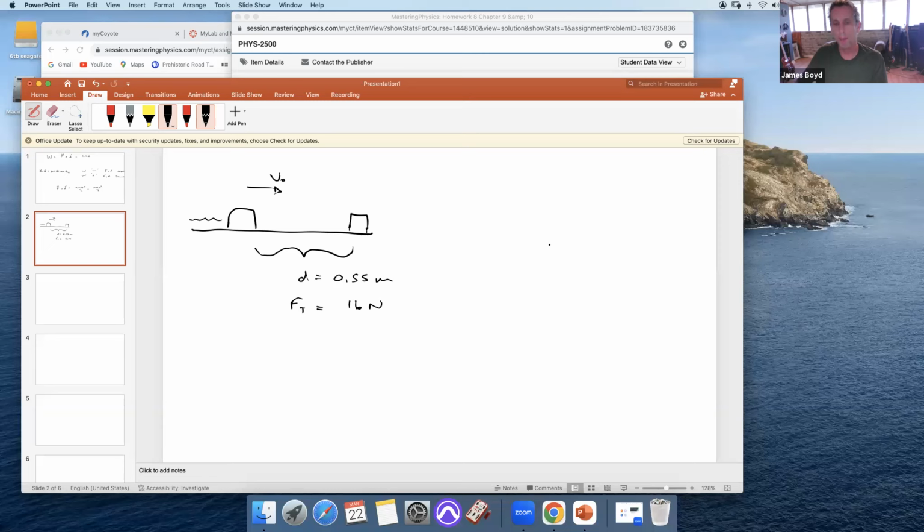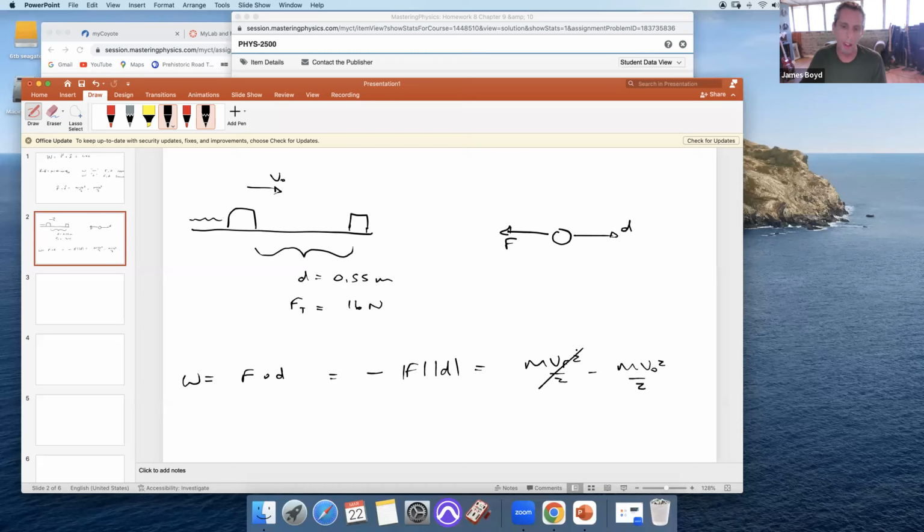During this trip, the force is this way and the distance is this way. Since those two vectors are opposite of each other, the work, which is F dot D, which will be negative F times D, is going to be equal to mv final squared over 2 minus mv initial squared over 2. But we know that this is 0 because it's going to come to rest. So we know that work will be negative.